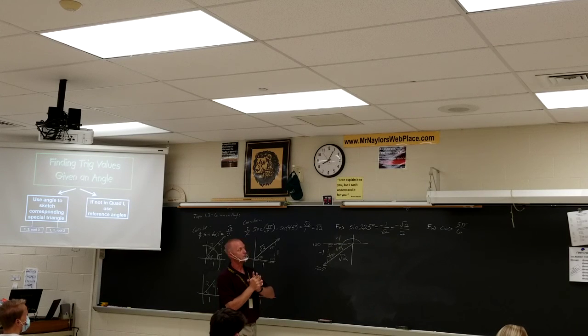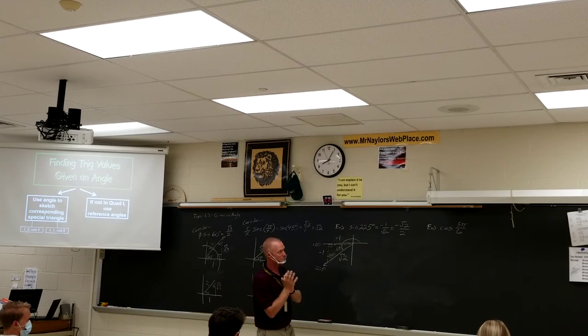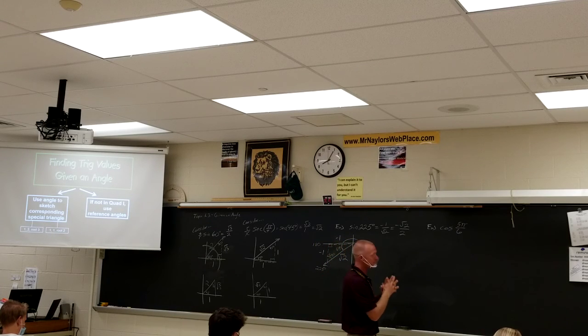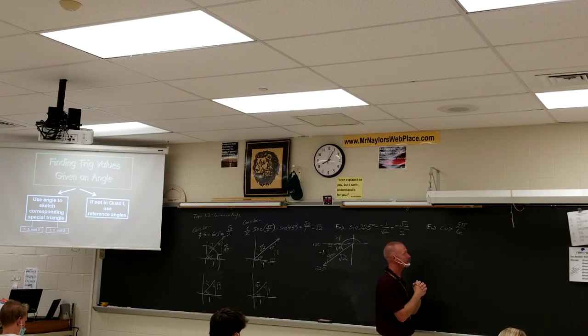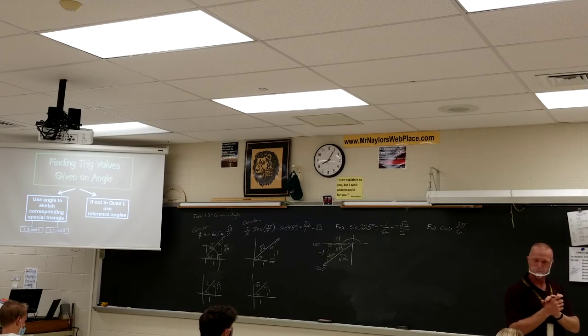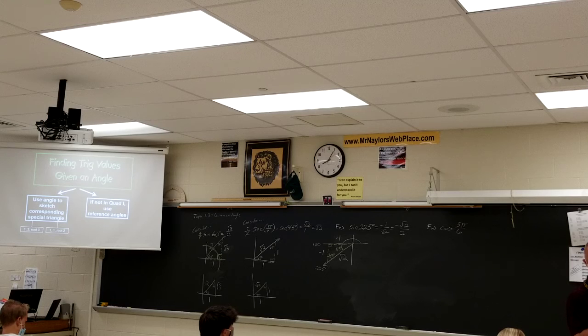All right. And so I have one other problem before we do a couple exit questions. But let's focus on this. So we've got the cosine of 5 pi over 6. It also helps us realize something. Cosine of 5 pi over 6.